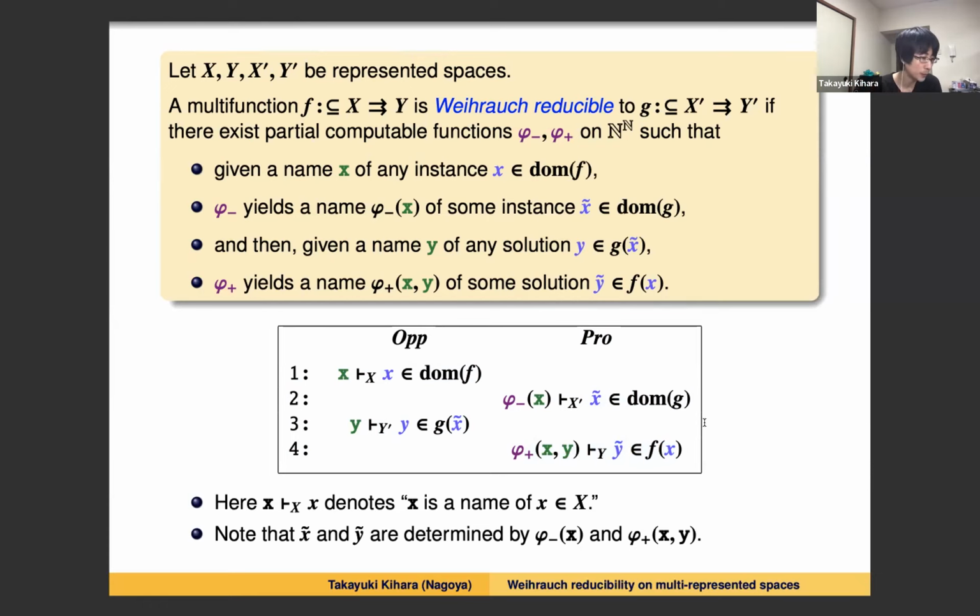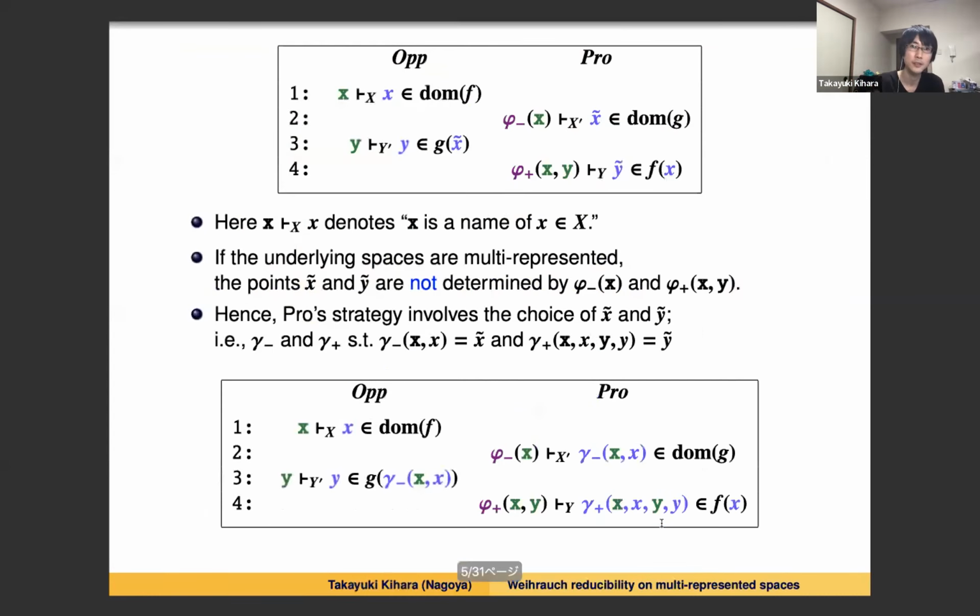In this game, the opponent and the proponent use only names to discuss, but in the case of represented spaces, the points are uniquely determined by names. So there's no ambiguity in discussing only by names. However, this argument does not hold true in a multi-represented space. In a multi-represented space, a point is not uniquely determined by its name, so it must be considered carefully.